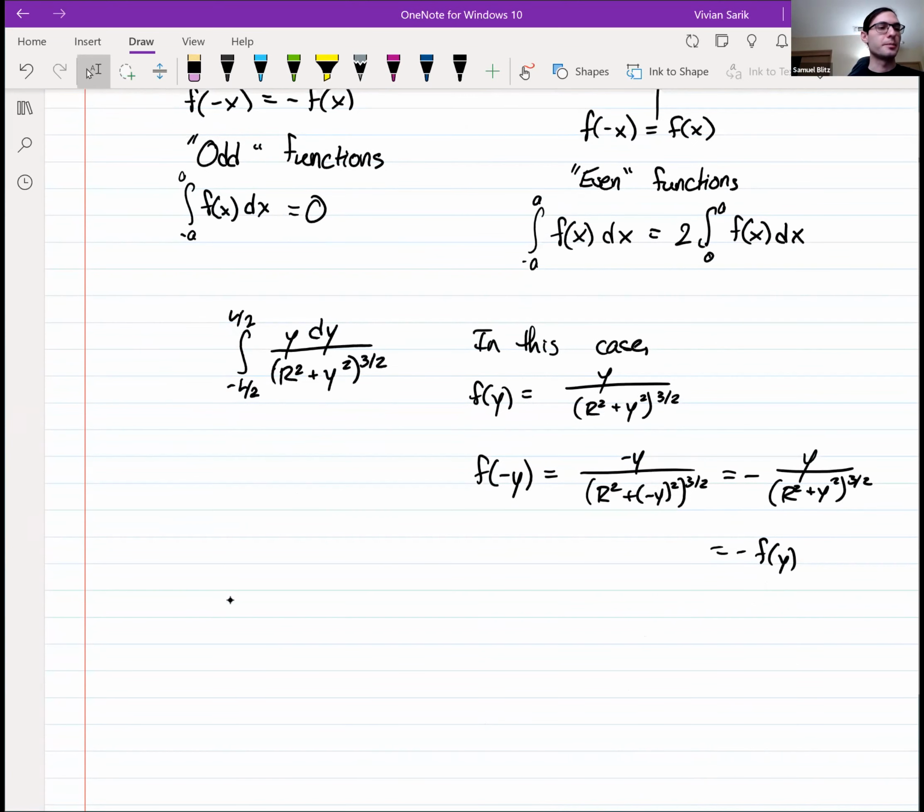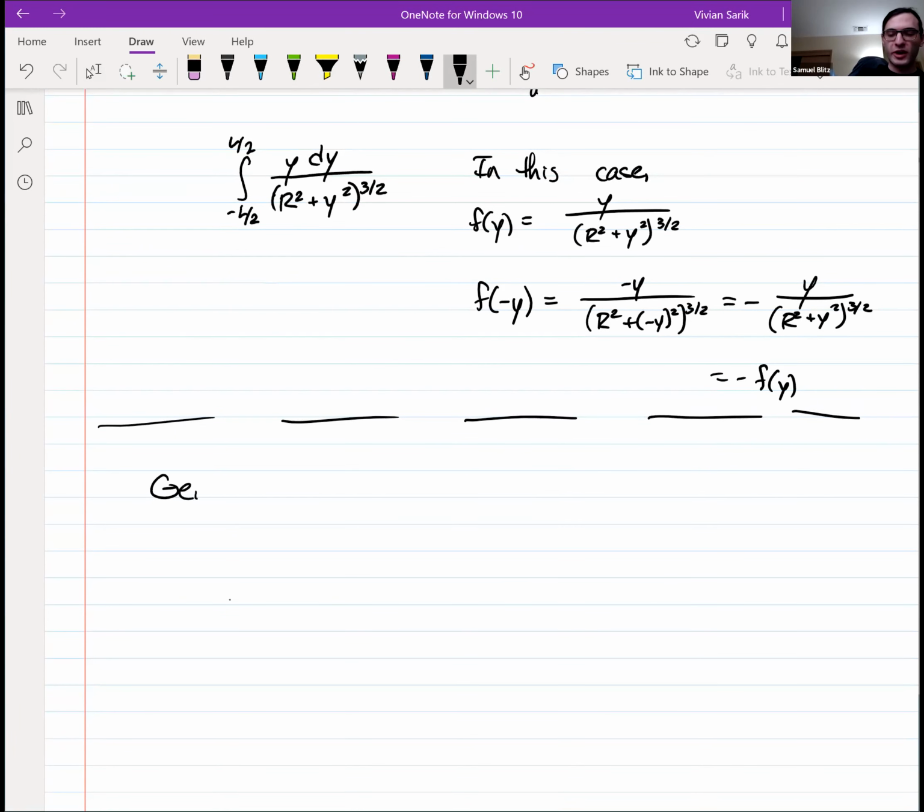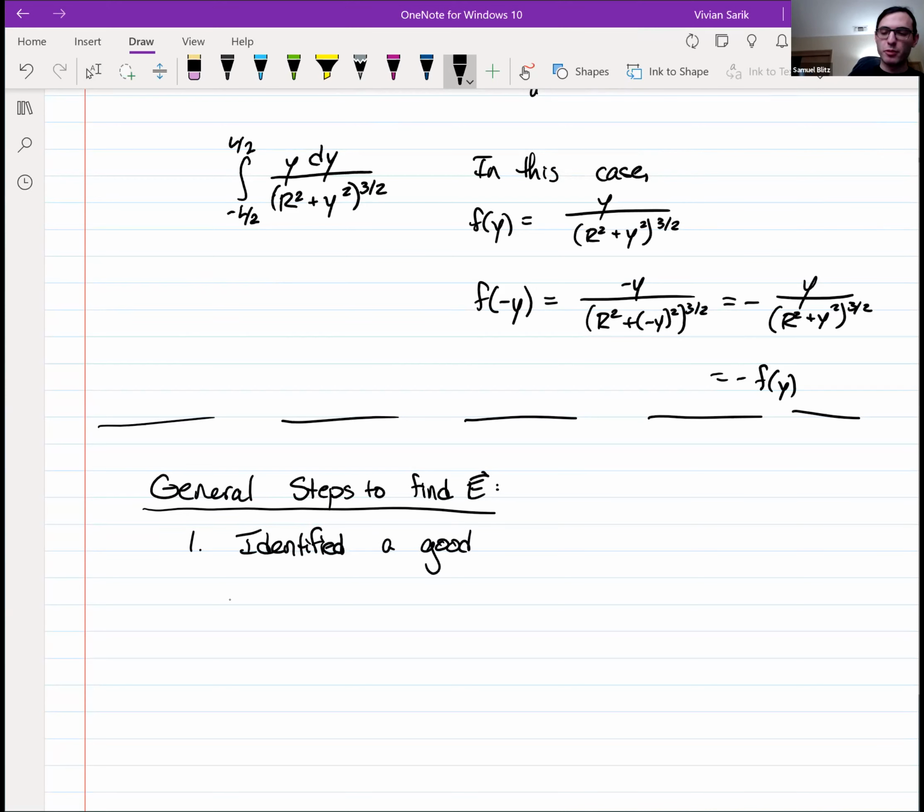Now let's take just a minute and step back and think about the general steps that we used here to find the E field. First, we identified a good coordinate system. In this case, it was really easy. It was just x and y. But we needed that coordinate system in order to be able to write that small segment of length in terms of some coordinate. Yeah, you could use that property on exams.